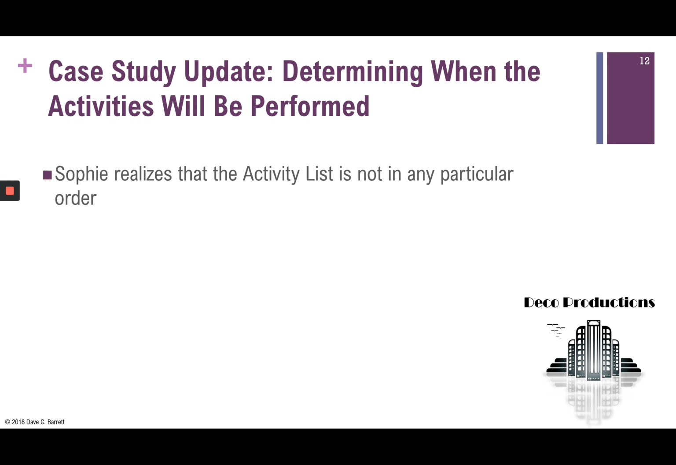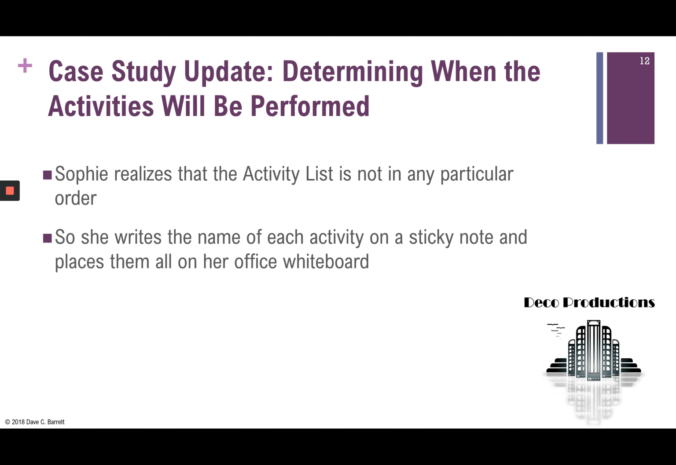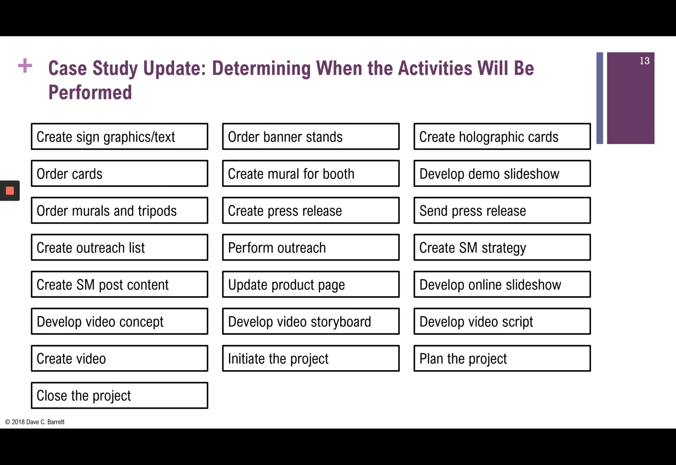Okay, so let's take a look. Sophie realizes the activity list is not in any particular order, which is true. So she writes the names of each activity on a sticky note and places them on her office whiteboard. This then will appear as follows. So this is what she did, she wrote down each of the activities that was on our activity list, and there it is. It's just in kind of random sequence.